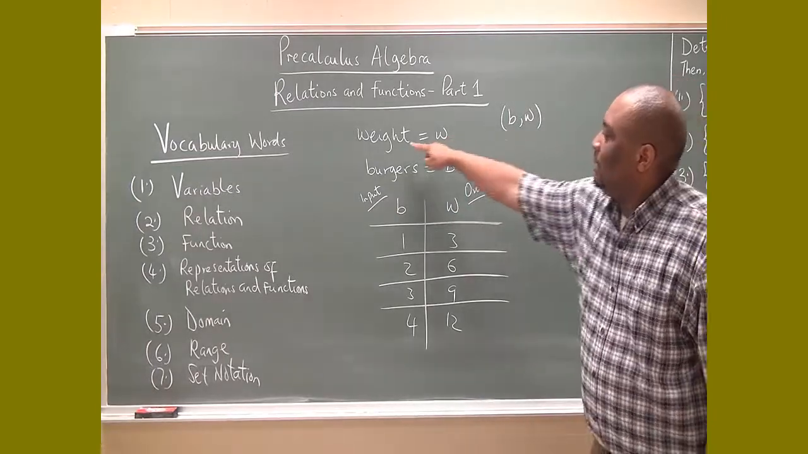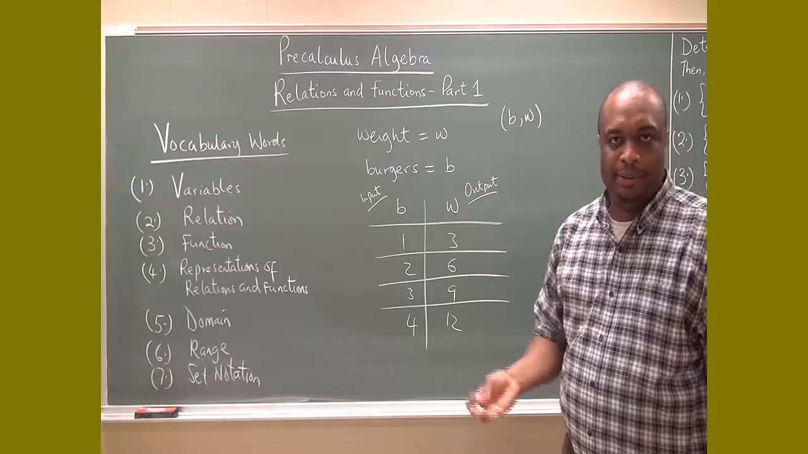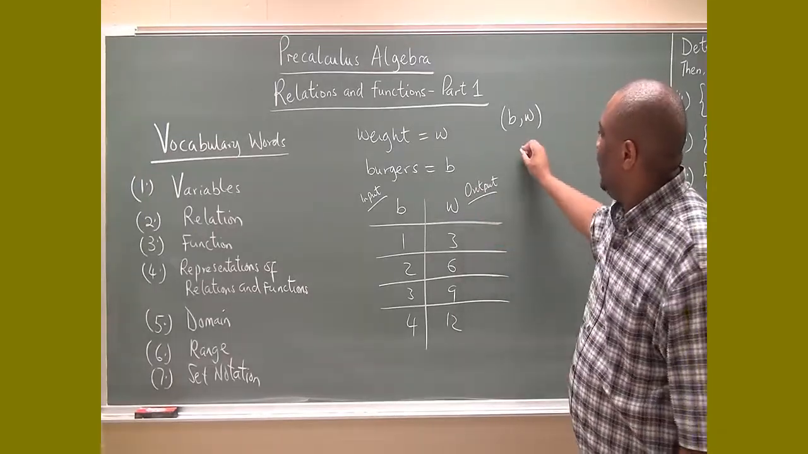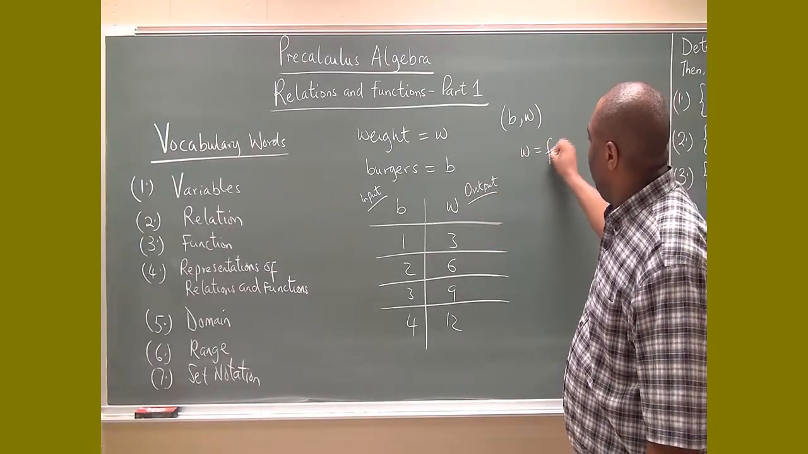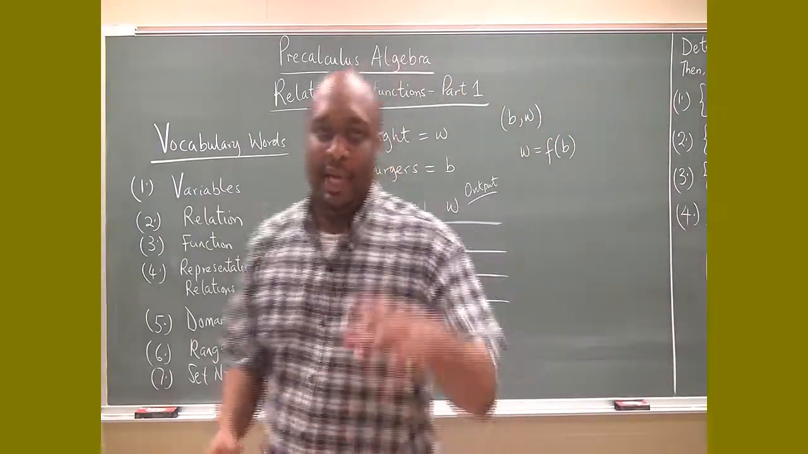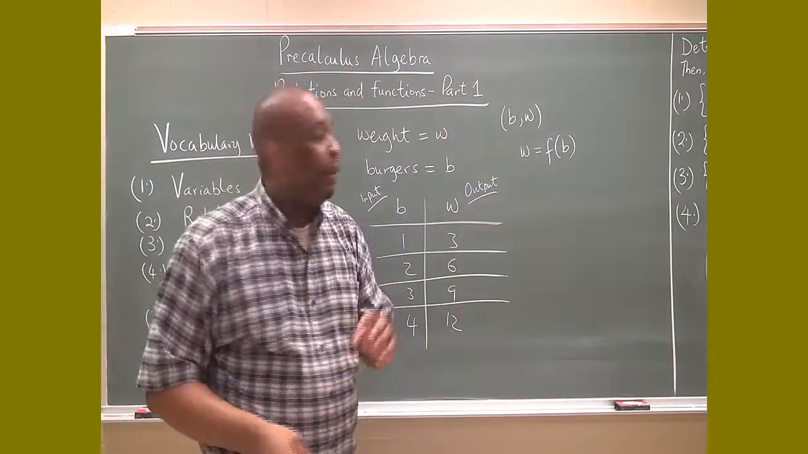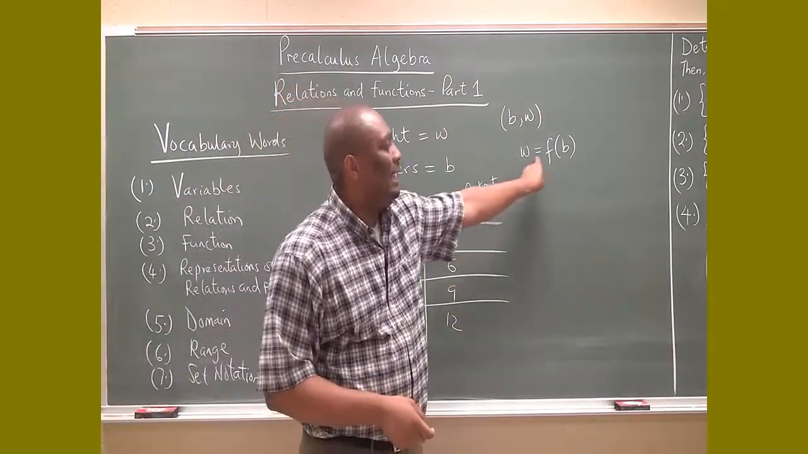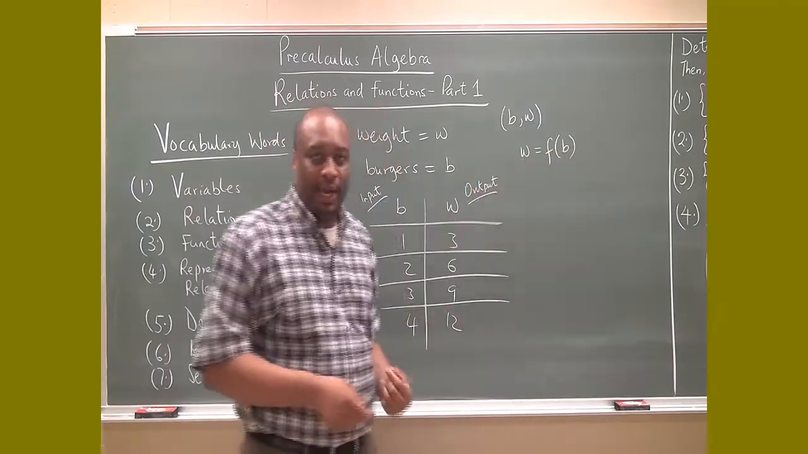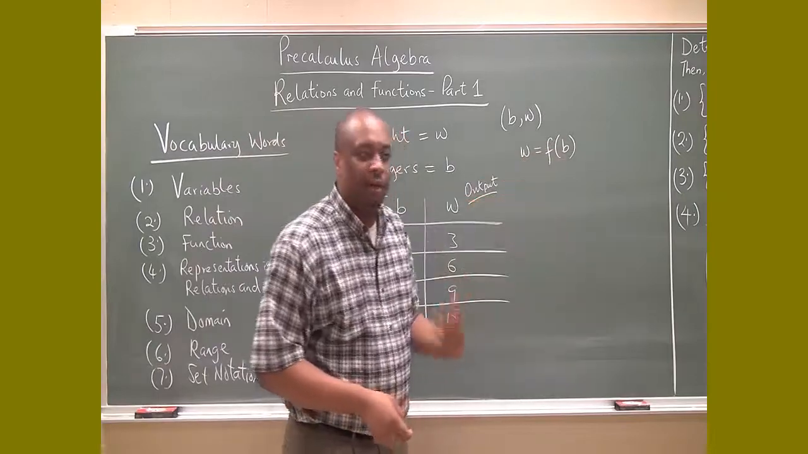Now, these two things, the weight and the burgers, are what we call variables. We see that the weight depends on the burgers. Because the weight you gain depends on how many burgers you eat, that means that weight is a function of burgers. We pronounce it as weight being a function of burgers.